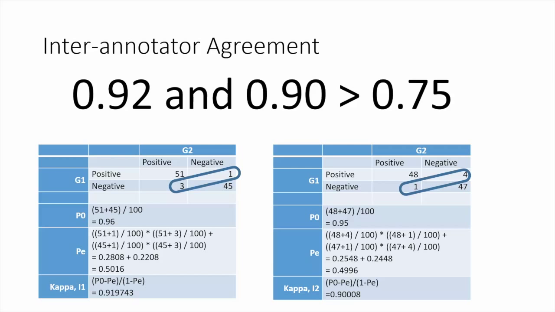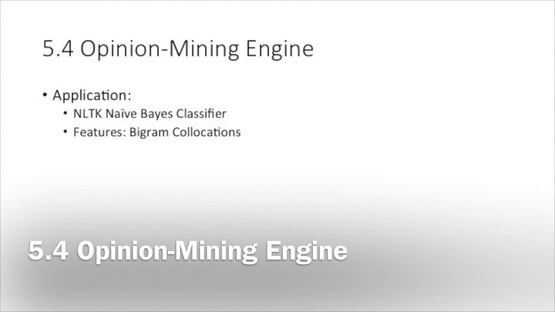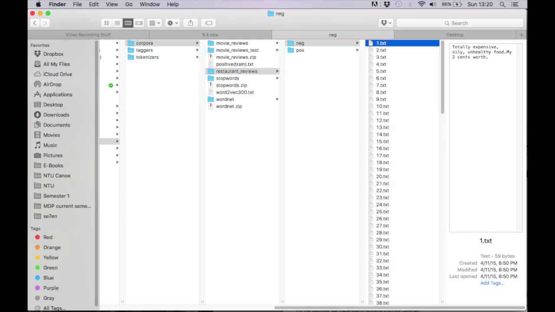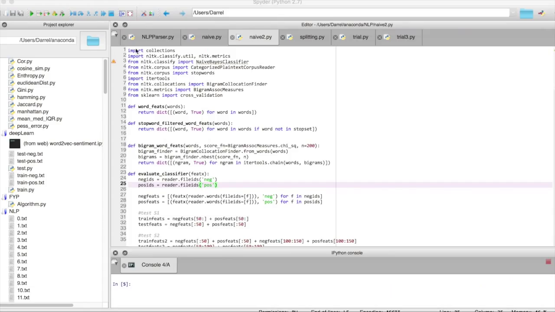For the opinion mining engine, we used NLTK's naive Bayes classifier in Python. For the features, we used bigrams from our dataset. To run the naive Bayes classifier, each review must first be organized into individual .txt files and put into a negative or positive folder depending on its sentiment. Next, we run the code.